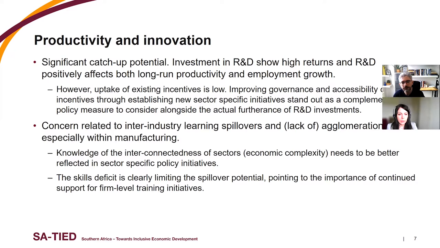We also found a concerning element of industry connectedness, you might say. We found that inter-industry learning spillovers are fairly limited in international comparison, given the complexity structure of the South African economy. Moreover, we found very limited agglomeration effects, especially within manufacturing. So what is needed is more knowledge about the interconnectedness between sectors, what we call economic complexity. We need to understand that better, and it needs to be reflected better in sector-specific policy initiatives. This is what I call the need for more coordination of policies within South Africa. And finally, the skills deficit is clearly limiting the spillover potential. So continued support for firm-level training initiatives is clearly needed, and that is shown in most of the papers.